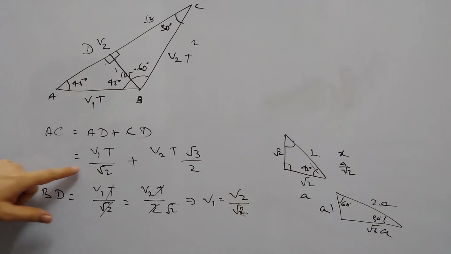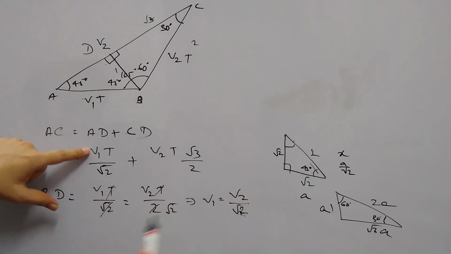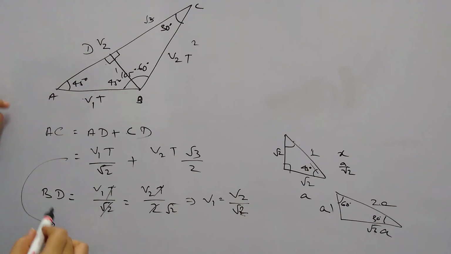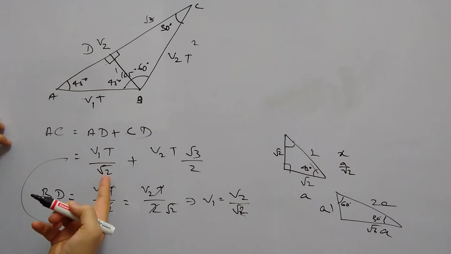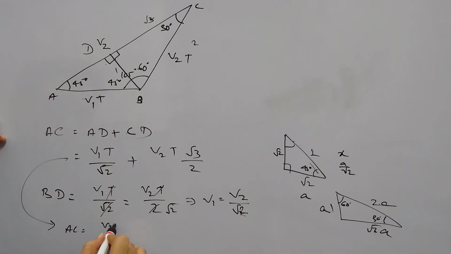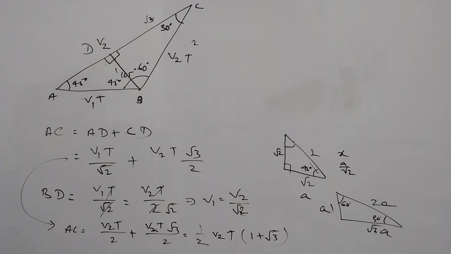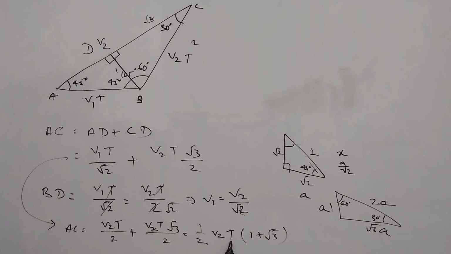So we can replace V1 here. If we replace V1 here, then we'll get AC equals, V1 is what? V2 by root 2. So V2 by root 2 will have 2. This will be V2t by 2 plus V2t root 3 by 2. So we can add this. We can take half V2t common, and then we have 1 plus root 3. So this is the distance of AC, and she is taking t time to cover this distance.